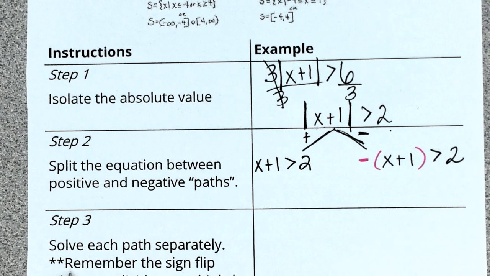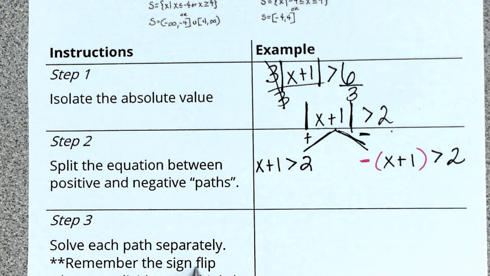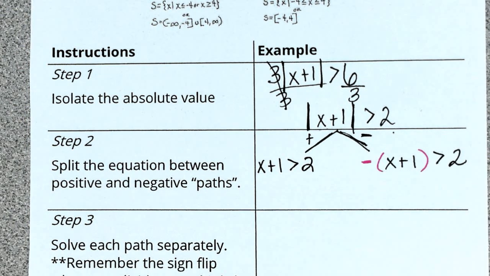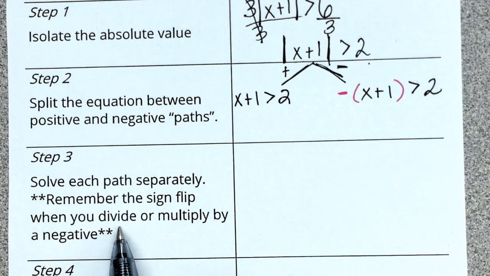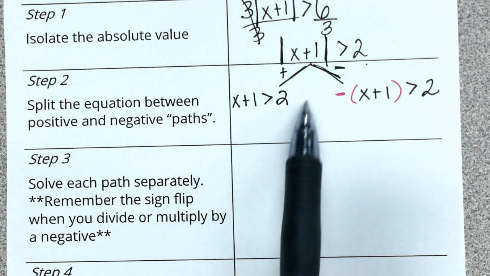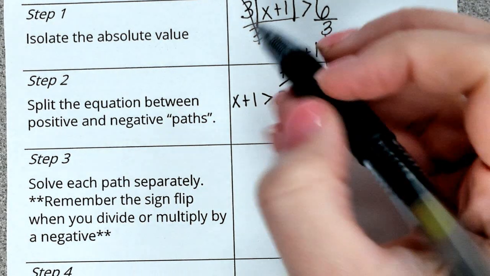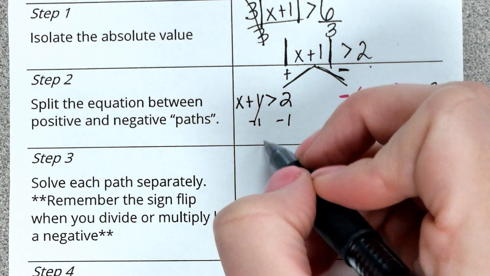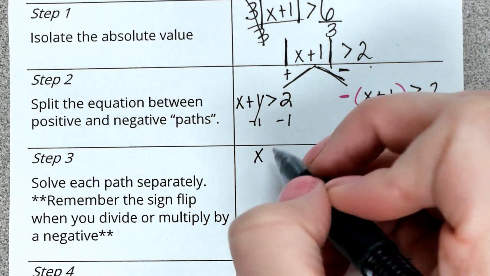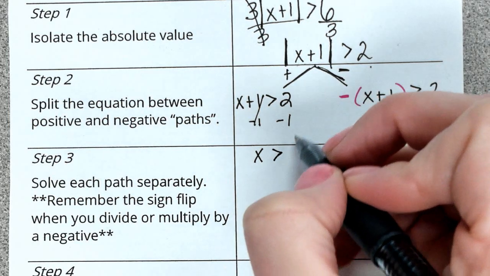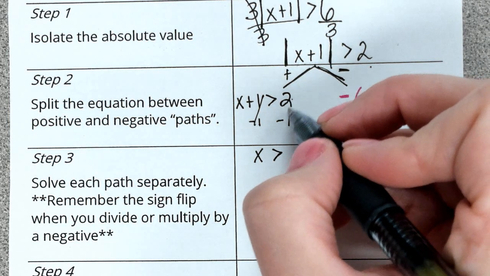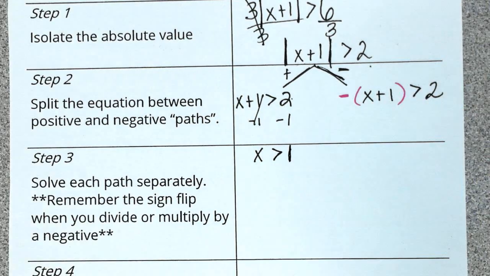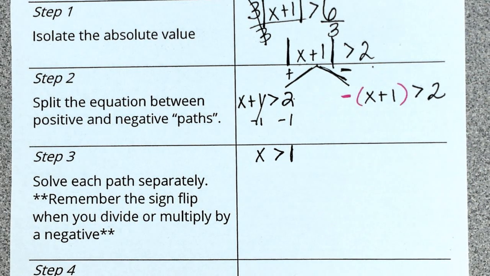Oh, there's a little note here. Remember the sign flip when you divide or multiply by a negative. Okay, so that might happen here. So let's go up to our positive path. This one's always the easier one. It's less steps. All we have to do is subtract 1, right? I'll just write this below the line. So I have x is greater than 2 minus 1 is 1. Right?